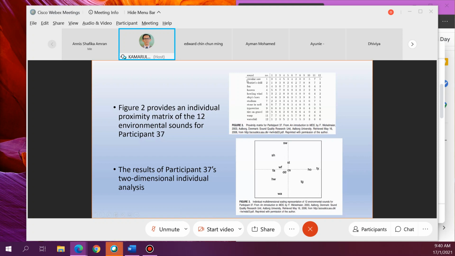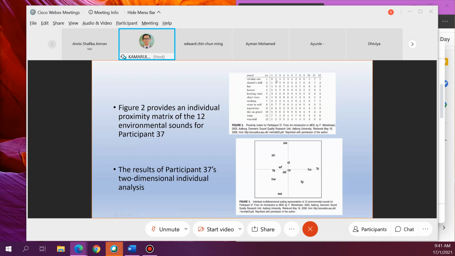So this is circular saw. The subjects rated dissimilarity of sound. They were given the sounds of circular saw, dentist drill, fan, hooves, howling wind, ship's horn, stadium, stone in well. And the subject must rate the dissimilarity between circular saw and dentist drill, circular saw and fan, circular saw and hoof, dentist drill and fan, dentist drill and hoof, and so on and so forth.